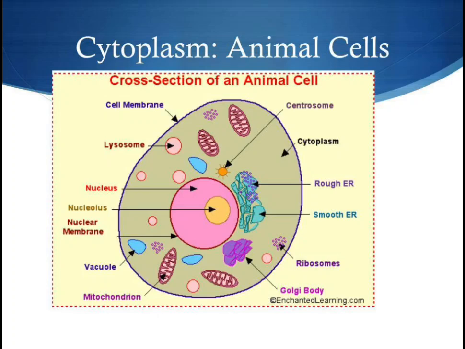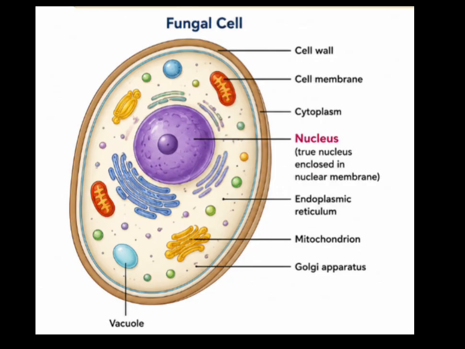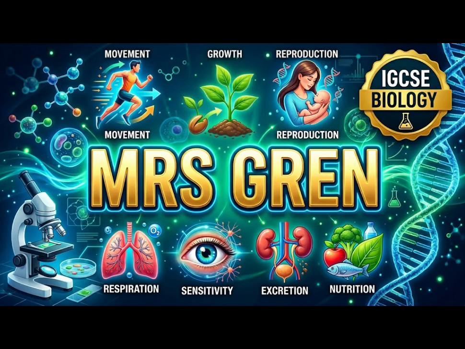Hello, students! Today, we are going to learn about one of the most important topics in biology: cell structure. The cell is the basic structural and functional unit of life. Every living organism, from tiny bacteria to large animals and plants, is made up of cells. Cells perform all the essential activities necessary for life, including respiration, growth, reproduction, excretion, and response to the environment.